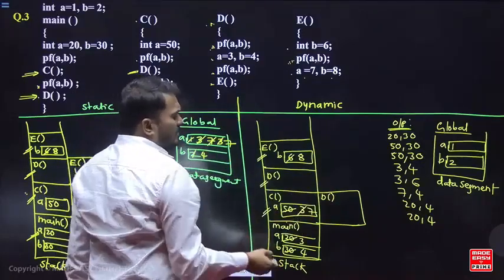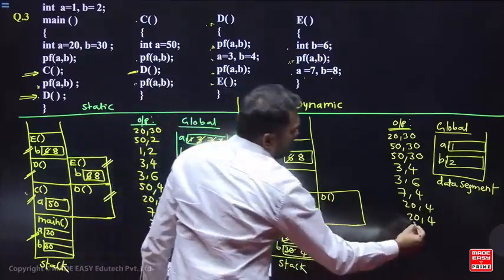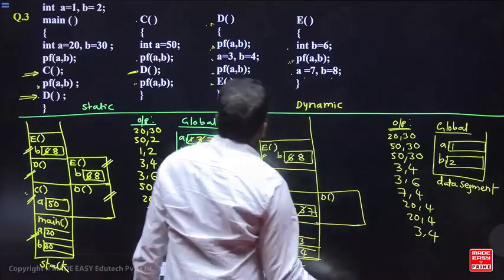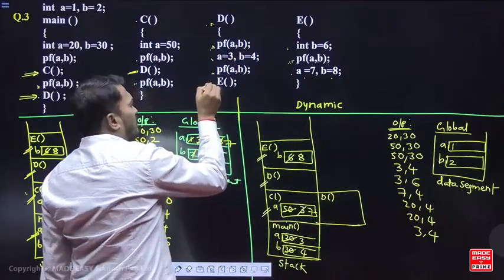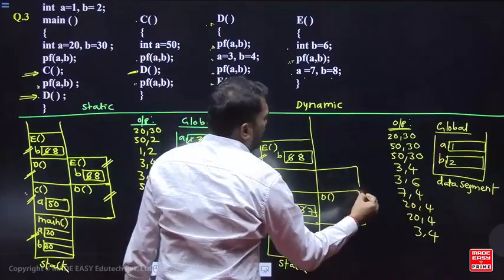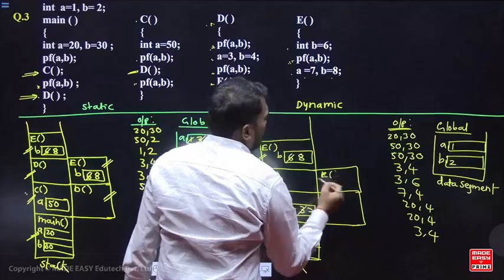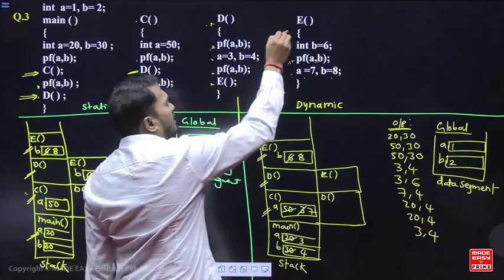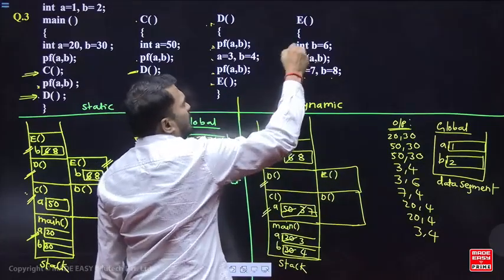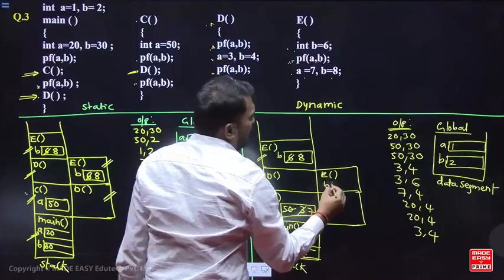So you take from the previous calling, that is main. So that is 3 comma 4. And next you are calling the function E. So then the function E will be pushed into the stack. And when the function E is pushed, a local variable is recreated and reinitialized for every function call.